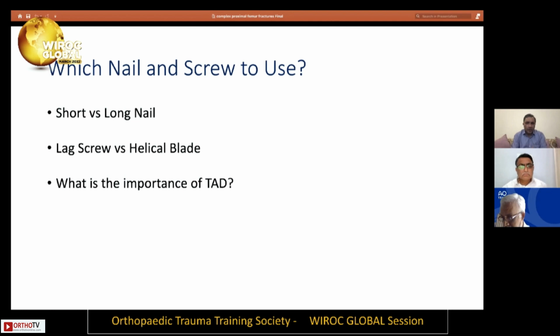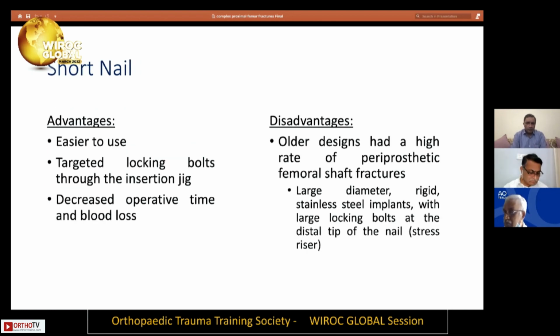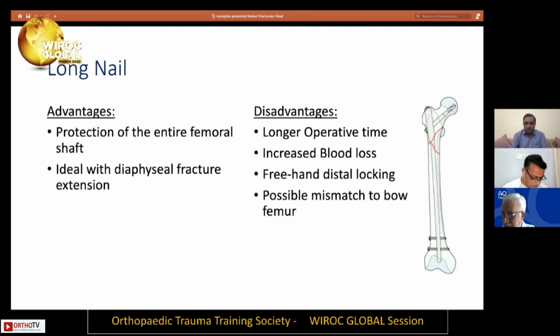And we also look at the importance of tip apex distance while you are using a nail. So what are the advantages of a short nail? It's easier to use. You have a jig through which you can distal lock it, and operative time is probably less. But it has many disadvantages. There is a stress riser in the middle of the shaft, especially in osteoporotic bone. So it is suggested that there is a higher risk of periprosthetic fracture.